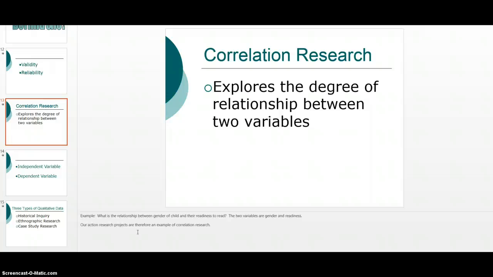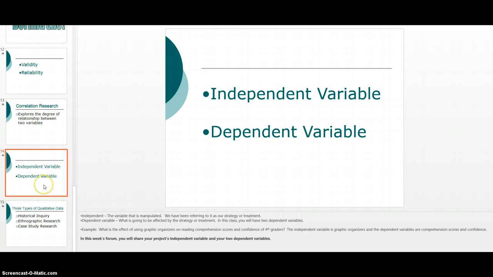For example, maybe I'm trying the effect of a weighted vest on Susie's ability to concentrate and her attendance. So I'm looking at the relationship between the weighted vest and her ability to concentrate, which is another variable, and her attendance is another variable. So in our action research projects, we're going to have an independent variable and a dependent variable.